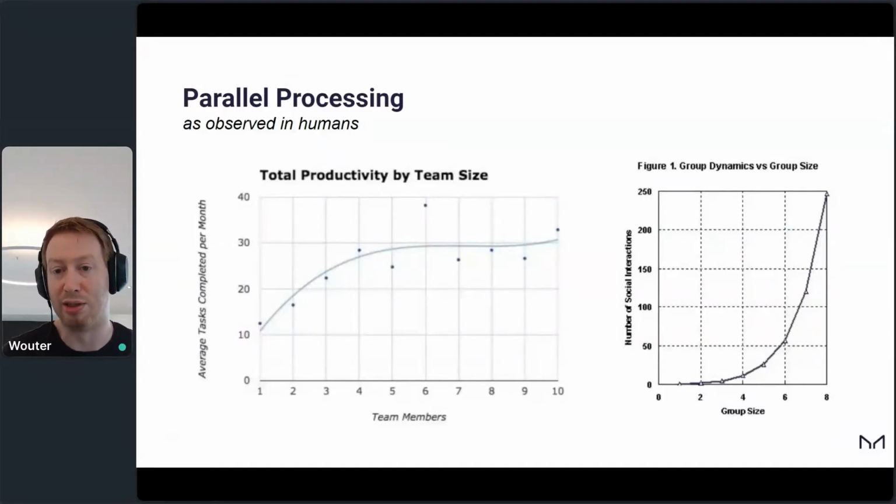And of course, we know why this is, because if you are increasing the group size, this is the graph on the right, the number of social interactions increases exponentially or even faster. So if there are only 2 people in a team, there's only 1 person that you need to talk to. If there are 4 people in a team, then it goes up to 4 plus 2 plus 1. So it's really impossible to scale up the team size and still have efficient communication. And that's basically the barrier that we're running into here.